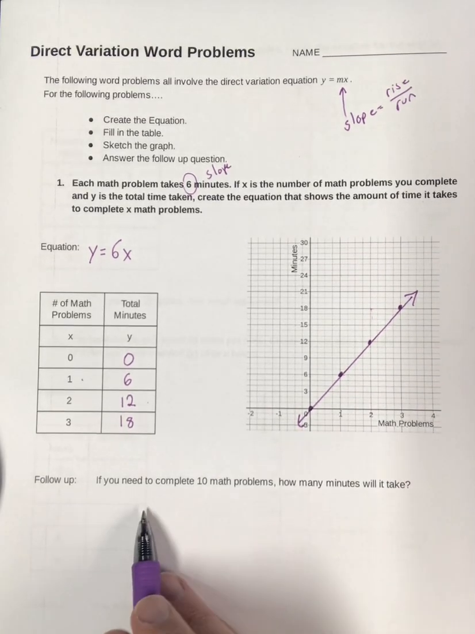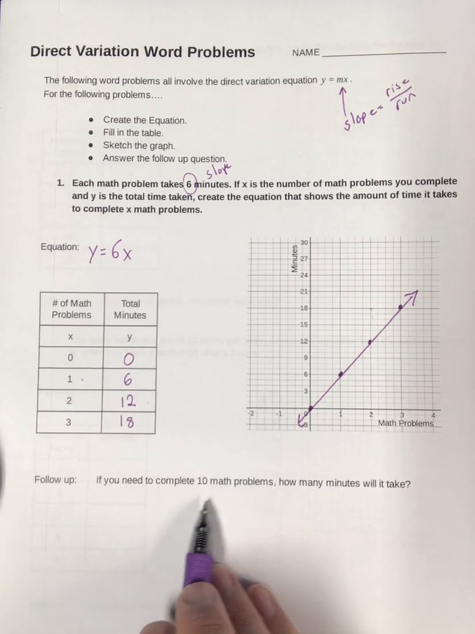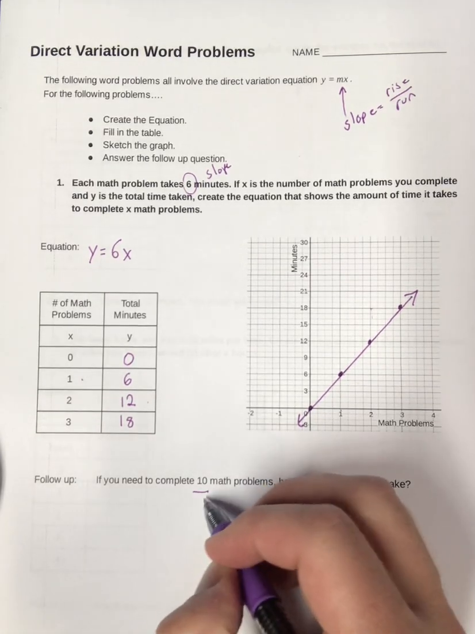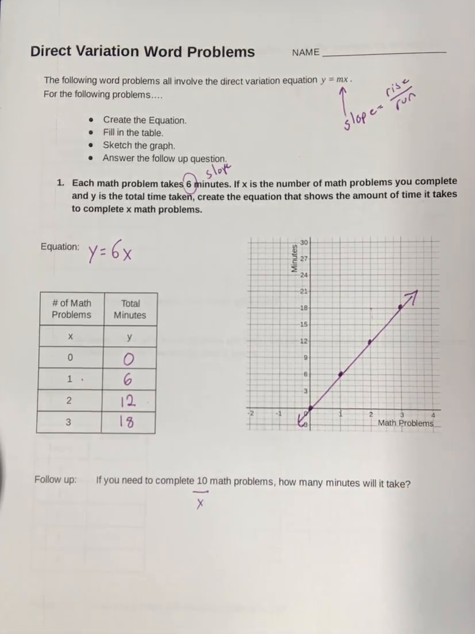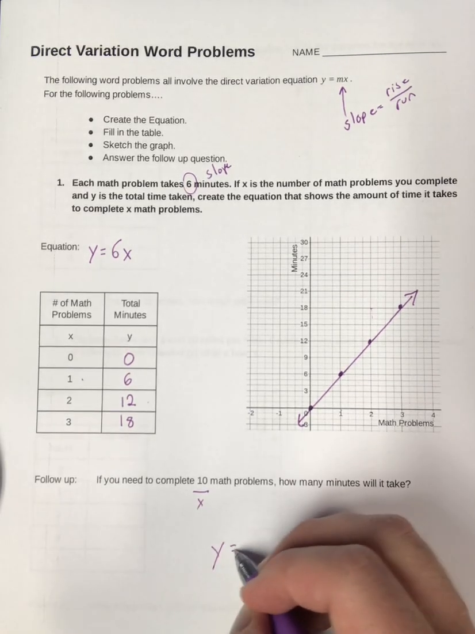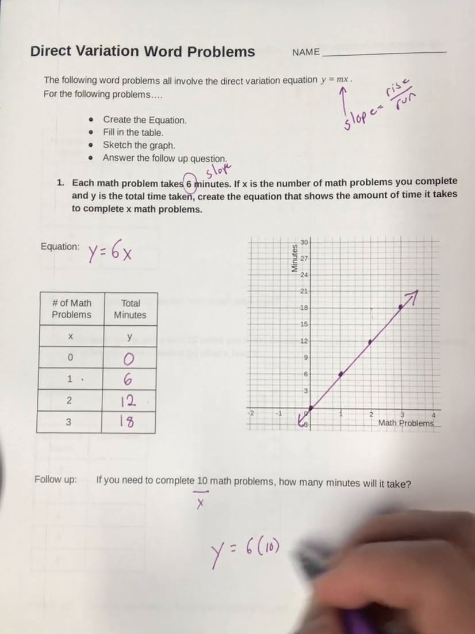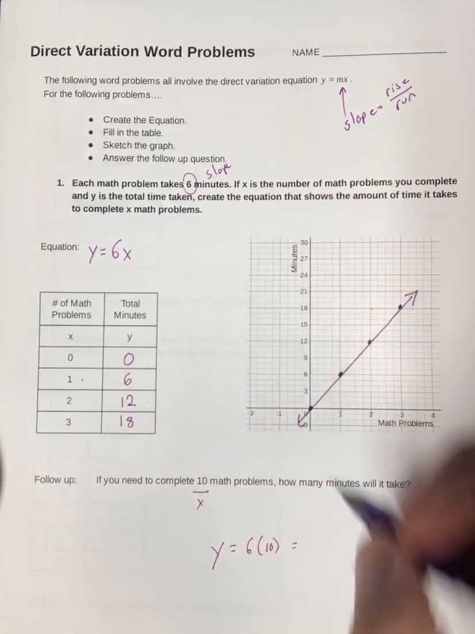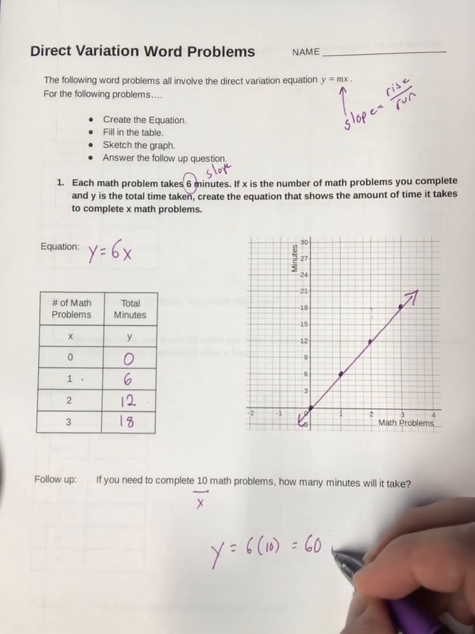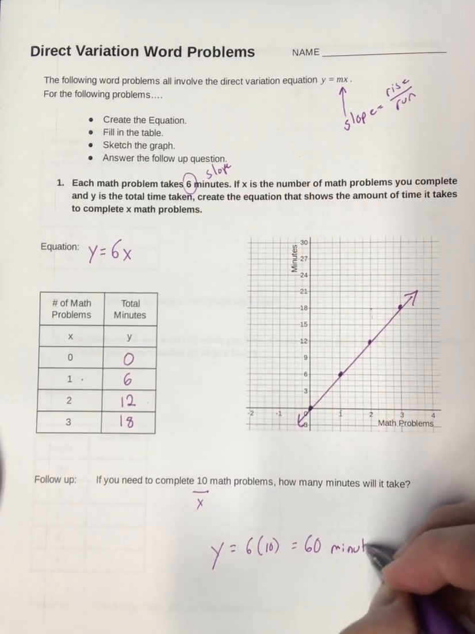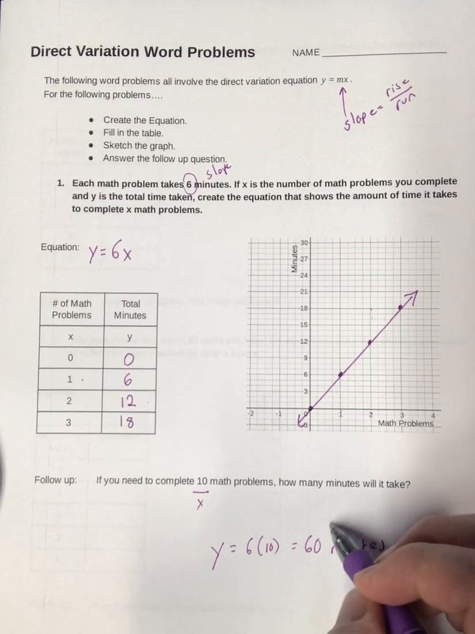The follow-up question: if you need to complete 10 math problems, how long will it take? Well, 10 is a number of math problems, so that is an x value. If we do y equals 6 times 10, using this equation up here, we get 60 minutes. So that would take a full hour. These must be some long math problems.